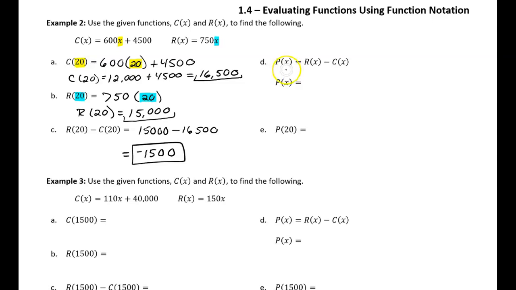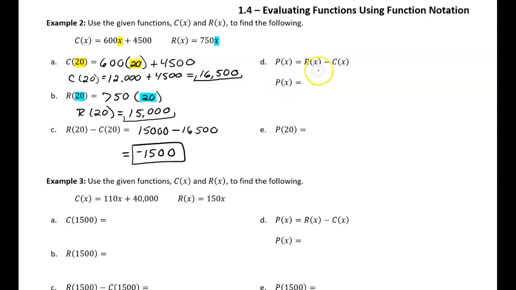In part D, we have now a new function. Remember, we only had C of x and R of x. Now we have a P of x, capital P of x. But they're telling us that P of x is equal to the R of x function minus the C of x function. So R of x minus C of x. I don't have any numbers, so I know my answer is still going to have the x variable in it. But let's see what that's going to turn out to be.